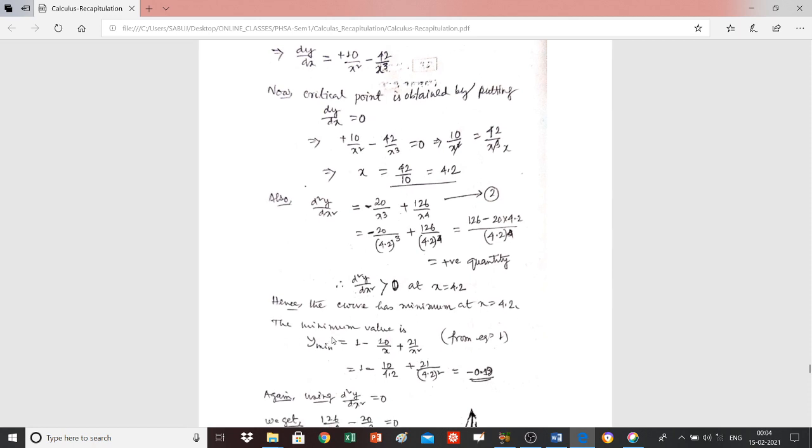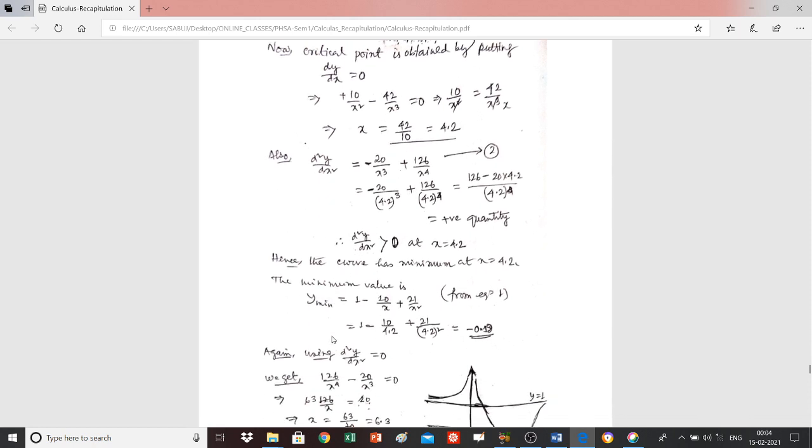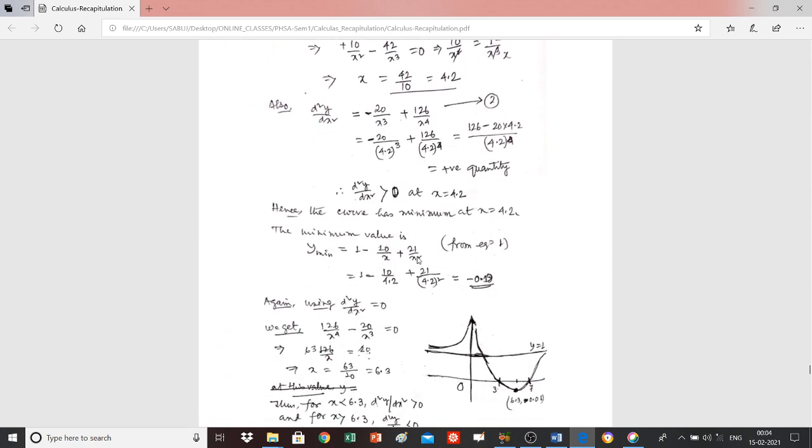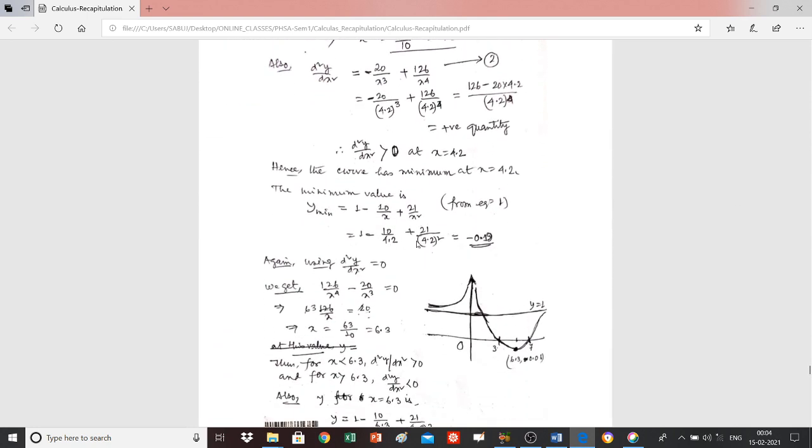Now you are here to find out the minimum value. So y minimum is equal to, just use the value of x equal to 4.2 in this relation. That is y is 1 minus 10 by x plus 21 by x square. Just use the value of x is equal to 4.2. That is done here, and finally you obtain y minimum is equal to minus 0.19.